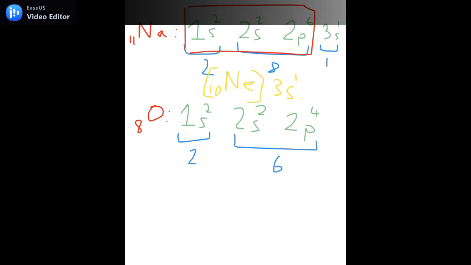Oxygen is in group 16, so it has s2 and p4, and then it's in the second period, so it has 2s2, 2p4. So in general, if we had to write the valence configuration, meaning the configuration of the valence shell, that is the outermost shell.